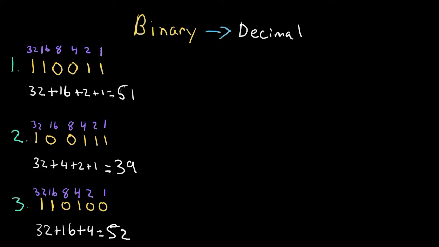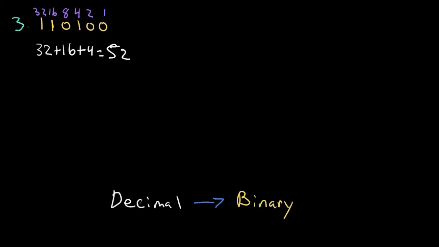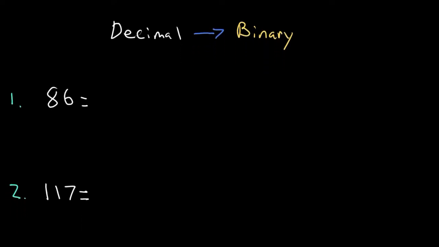52. So that is converting binary to decimal. We take the binary number, we write the base 2 above it, the 1, 2, 4, 8, 16, 32 for each placeholder, and then we add the 1s and we leave the 0s in their place. So now we're going to scroll down and we're going to do the opposite. We're going to convert decimal to binary.